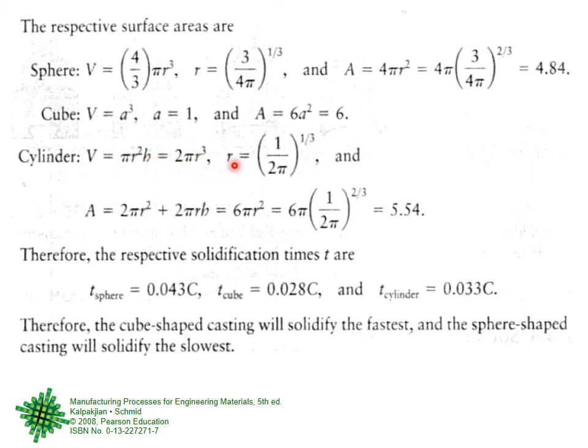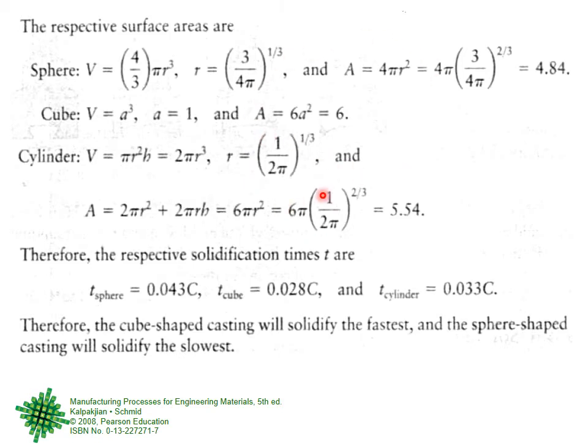And the radius from there is so much. Area, remember, is 2 pi r square, the top circle and the bottom circle area, and pi r h, right? 2 pi r is the circumference into h. So this is the total surface area of the cylinder, and you can find it again by the earlier technique that this is 5.54 and so on. So you can do it like this.